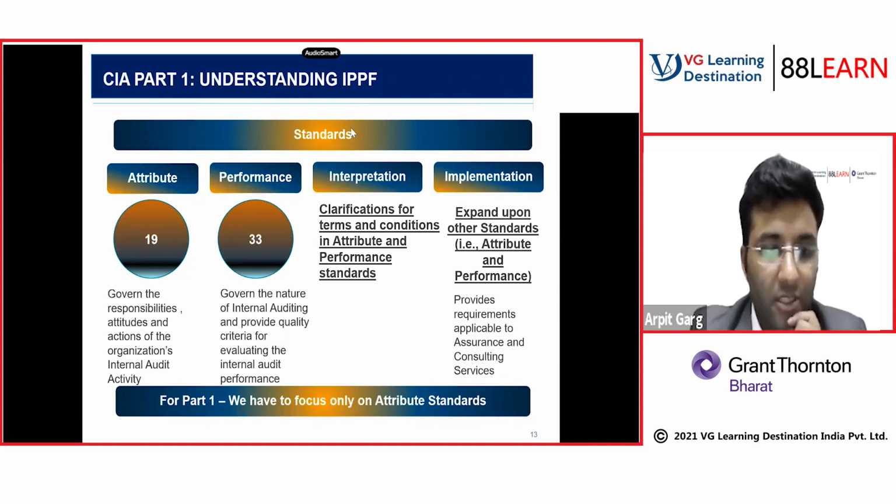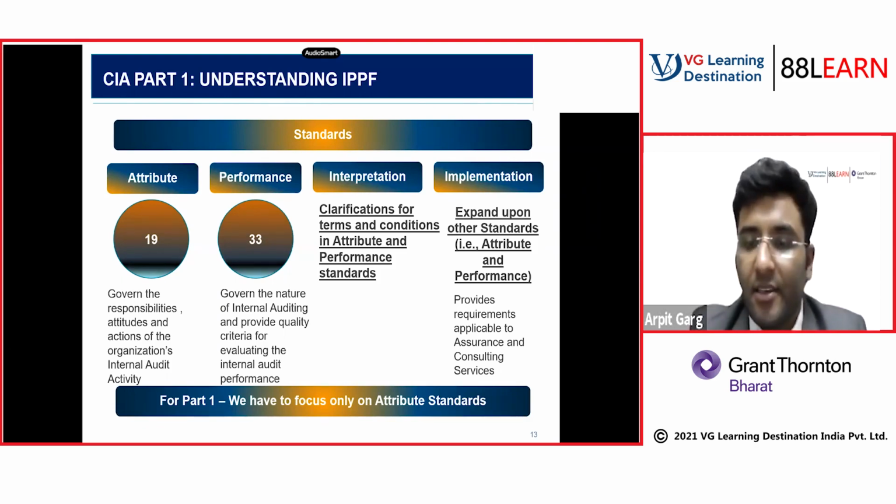Implementation. Wonderful. Himanshu is writing implementation. Anyone else? Nirvana implementation. Wonderful. So exactly, guys. Implementation standards expand upon the other categories of standards, that is attribute standards and performance standards.